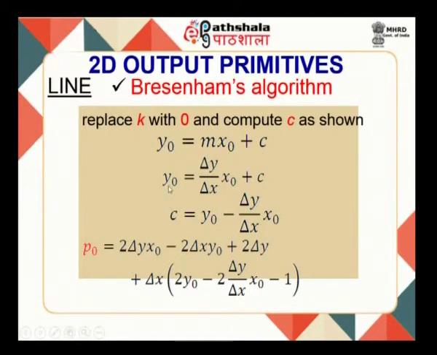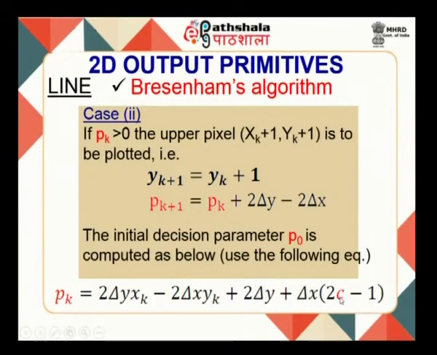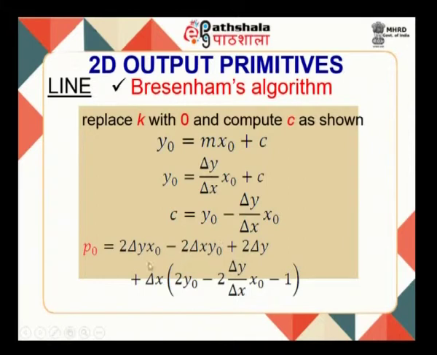Now, c is equal to, m is replaced with delta y by delta x. So, c is nothing but y naught minus del y by del x naught, and in the equation here, replace c, colored in red, with this expression y naught minus del y by del x naught.